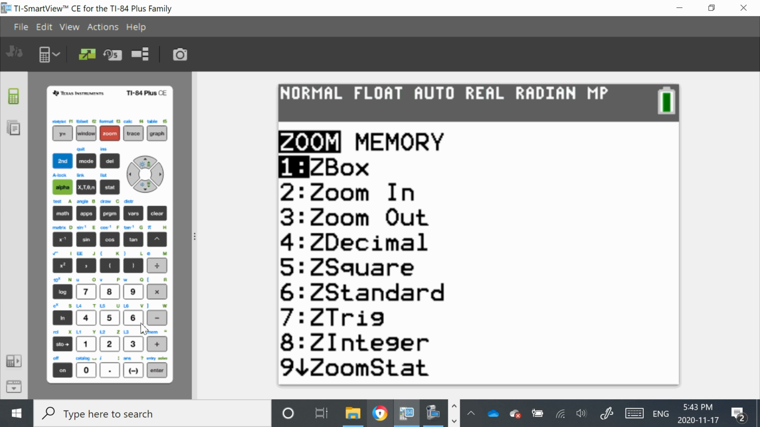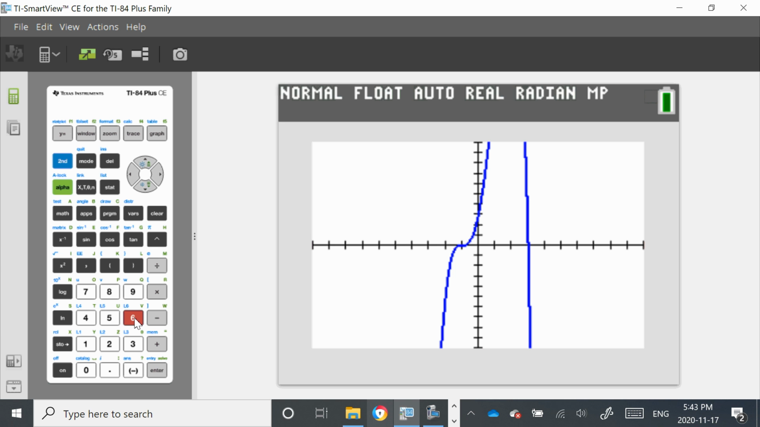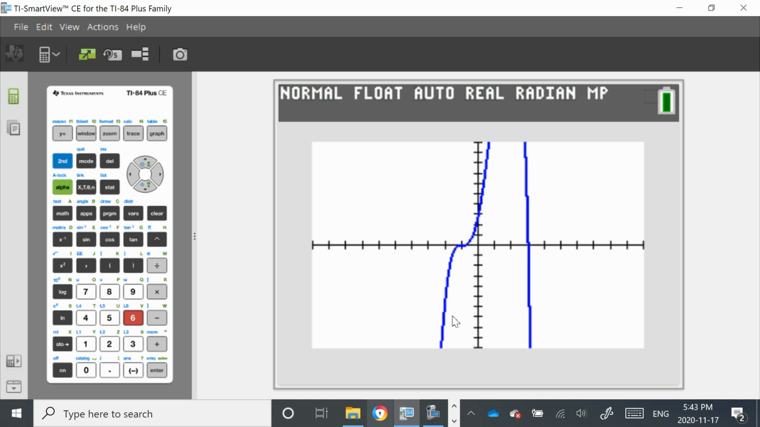I changed my window, so I'm going to do a zoom 6 standard. So there's my graph right there. Here you could clearly see the point of inflection. Here it is going through 3, and then I've got a maximum up here. If you wanted to see the graph up there, we could change our window a bit. So this is going up to 10. Let's go up to 30.